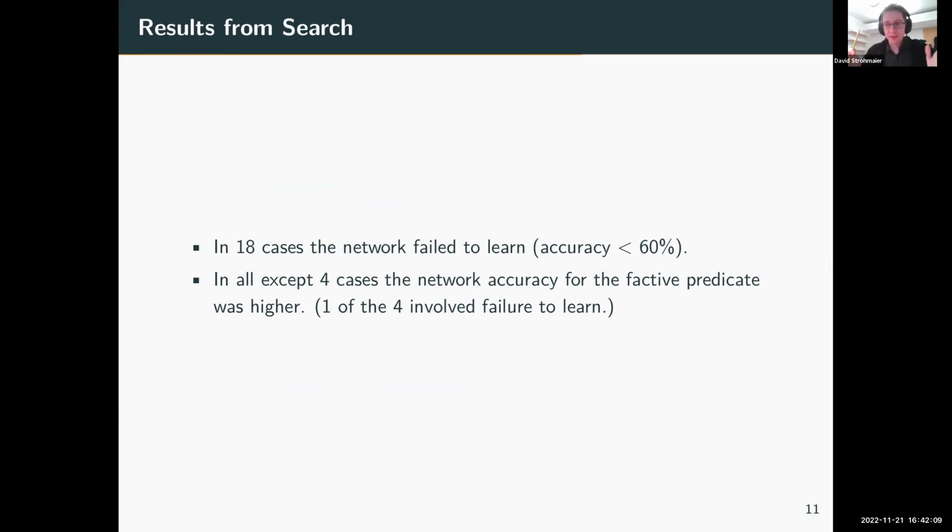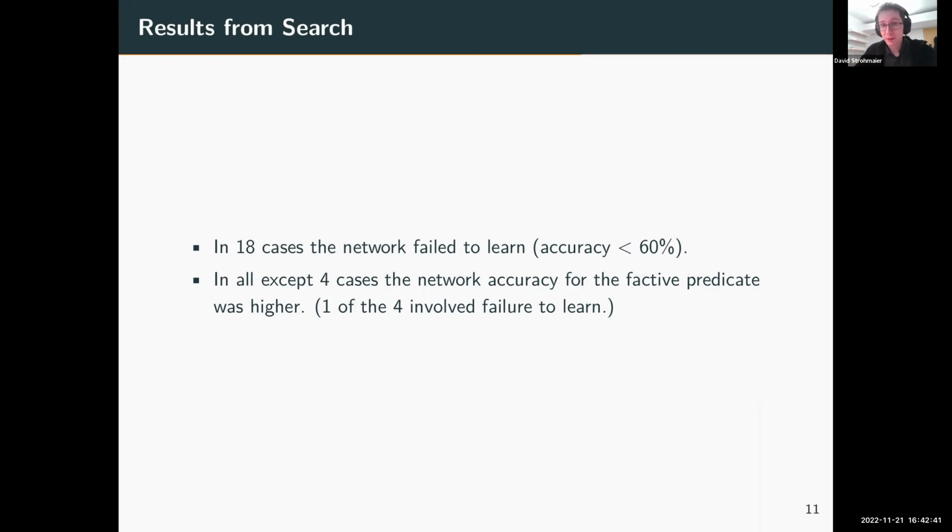So just as the results from the hyperparameter search, the network, generally speaking, learned whether the sentences are true or false. So it was able to predict the truth value relatively accurately, except for 18 cases out of 51. So 51 settings. In 18 cases, the accuracy never went over 60%, and that is basically never learned anything really there. It's just some bad hyperparameters. That's quite common with neural networks.